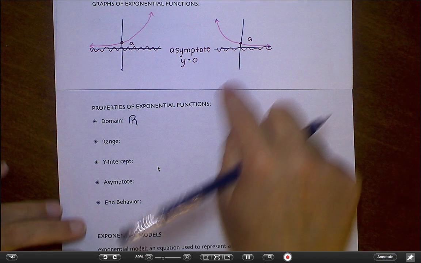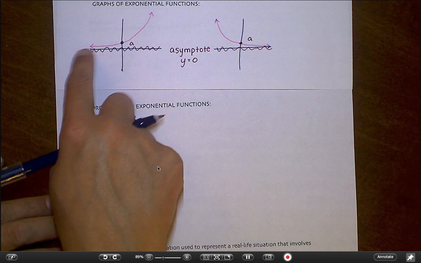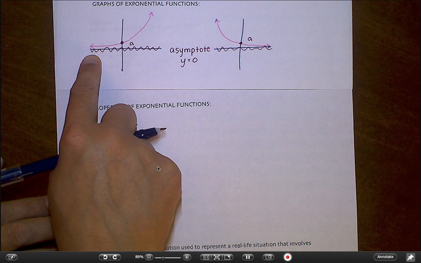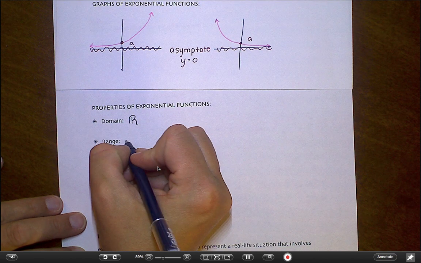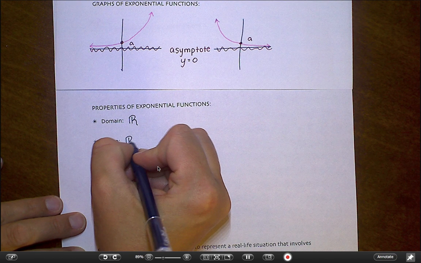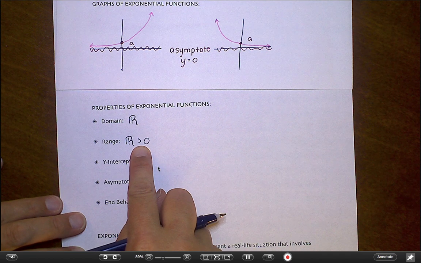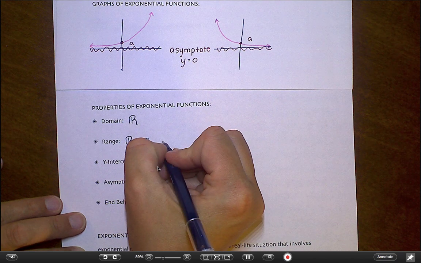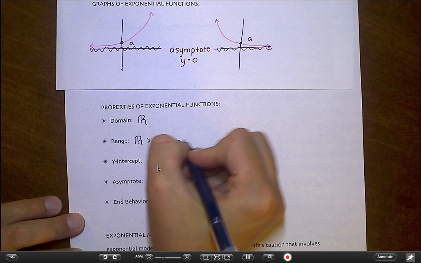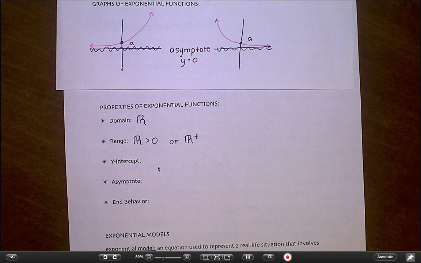The range is asking you what y values do you cover. And notice we talked about that asymptote. There's this line here that this graph will never cross. It always stays above the x-axis, which is the same thing as saying all reals greater than 0. Notice I'm not using an equal bar there because it never actually touches 0. Okay, it always stays above 0. You could also say all real positive numbers, which would look something like this if I were writing it in symbols.